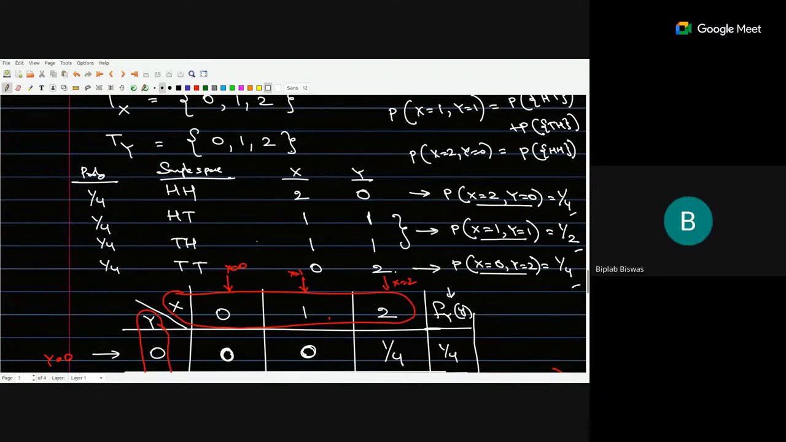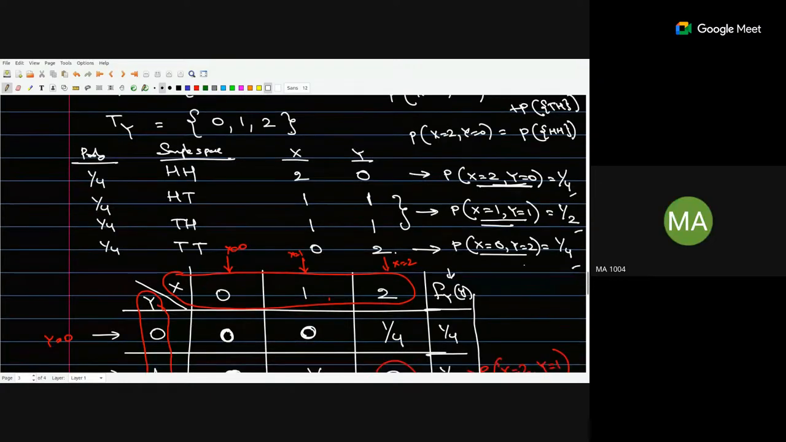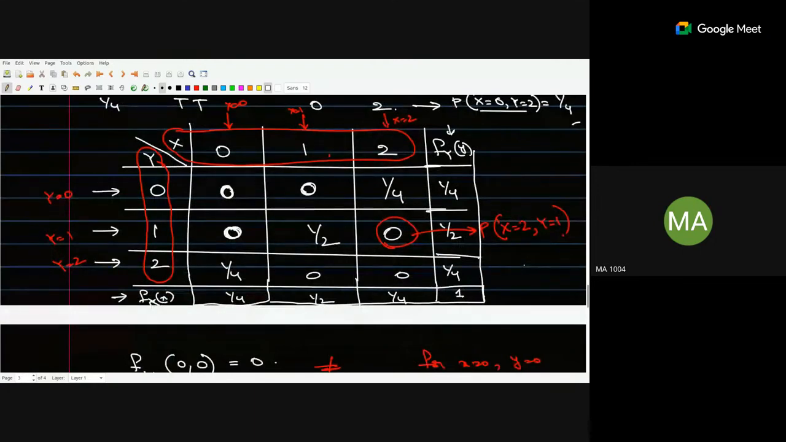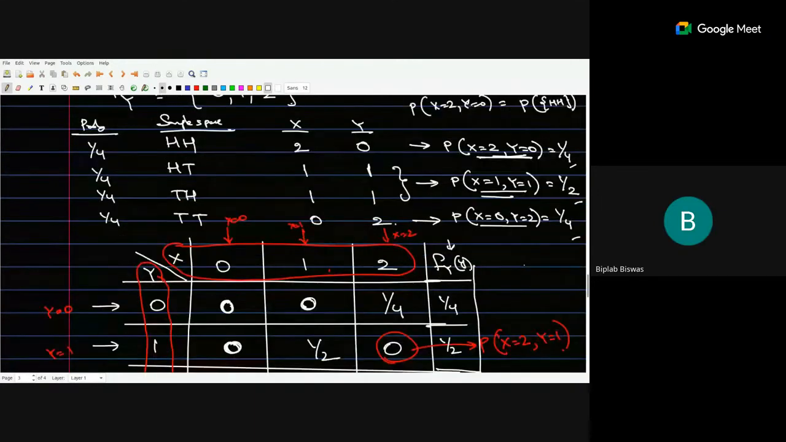Right. If your sample space is very small, something like this, then write it in this way and identify the possible cases. So possible cases are (2, 0), (1, 1), (0, 2). Only these three are possible, others are not. So in your joint table, there will be 9 entries, out of which you have probabilities only for 3. So first we fill those up. If the sample space is small, you can write it down, tossing two times, tossing three times also you can write it down.